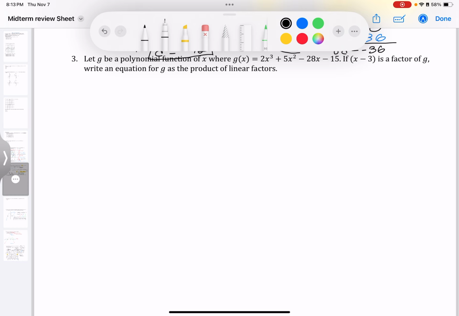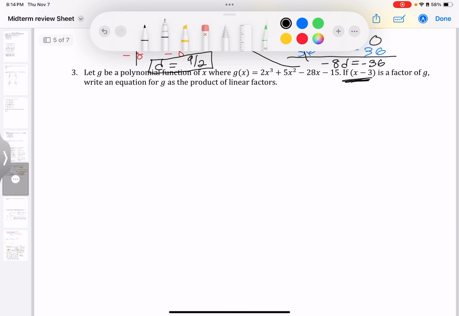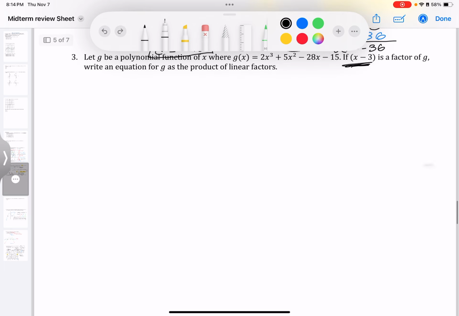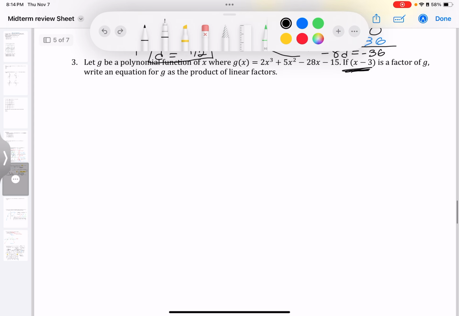So in this case, we only know one of the linear factors. We know one factor, which means we have to find the other two factors in order to factor completely. How do we know there are 3 factors in total? The degree is 3. So it lets us know at most we should have 3 factors.